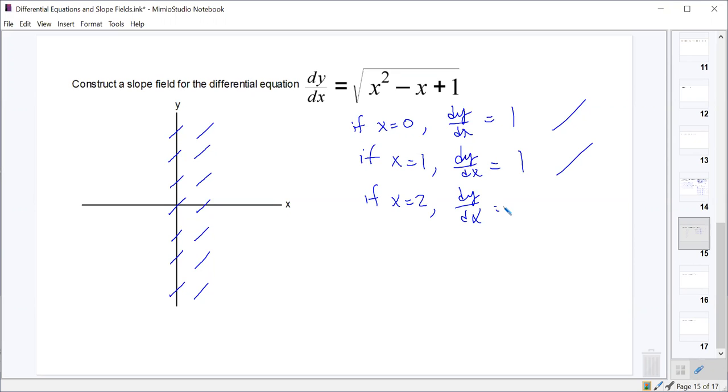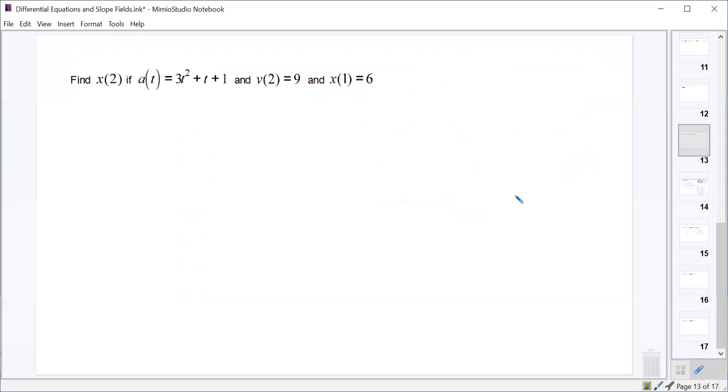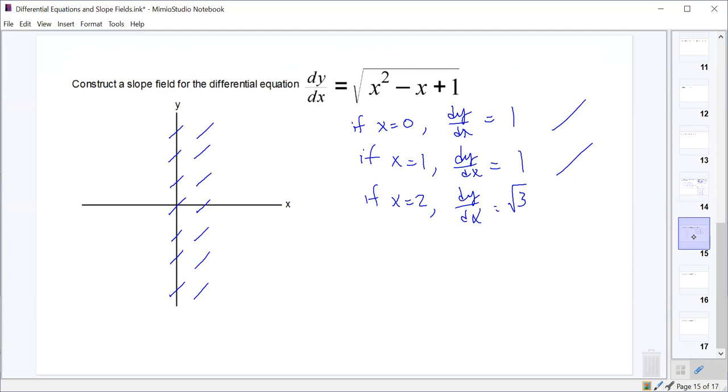1. Say that again. If x was 2, no, I don't think so. 2 squared is 4, right? Minus 2 is 2, plus the 1 is 3. So it looks like we have square root of 3, right? Well, square root of 3 is definitely more than 1, true? Yes. So the slope should be steeper. It's not going to be super steep, but it's going to be steeper than a slope of 1. And it doesn't need to look perfect. It just needs to look pretty good.